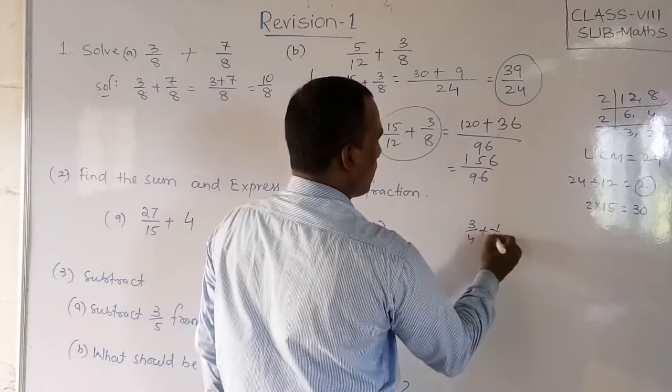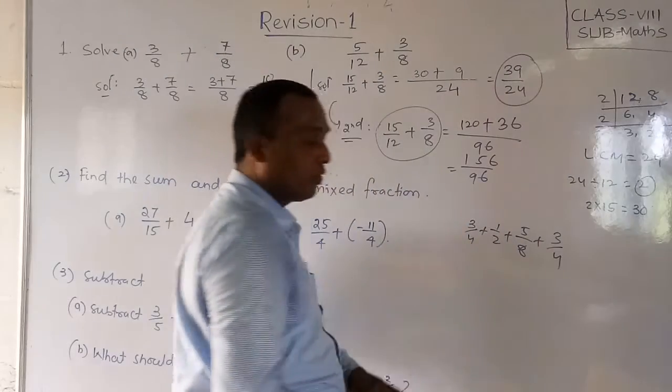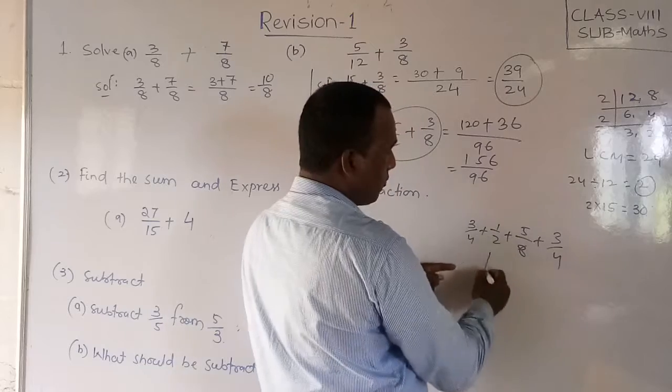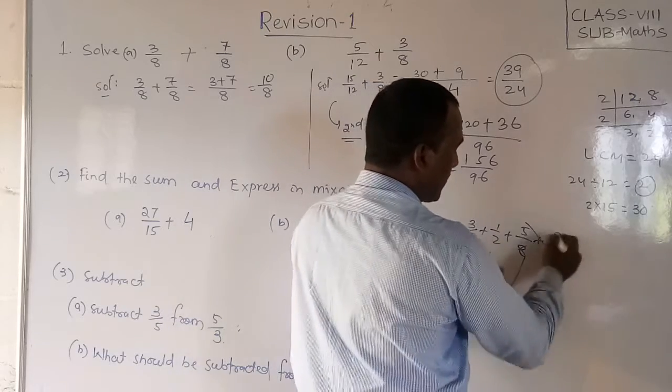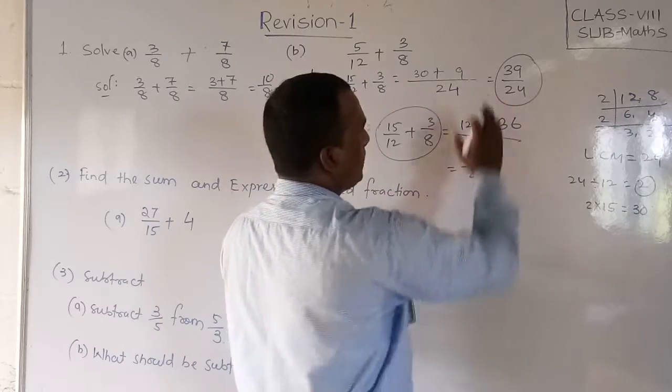Take 3 by 4, 1 by 2, 5 by 8 plus 3 by 4. If you do this, in this case what will happen? You have to do this with this, then this with the next again plus. A very difficult thing will come. So don't worry about that. Just follow this method.